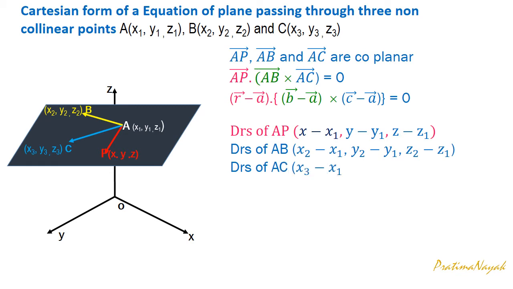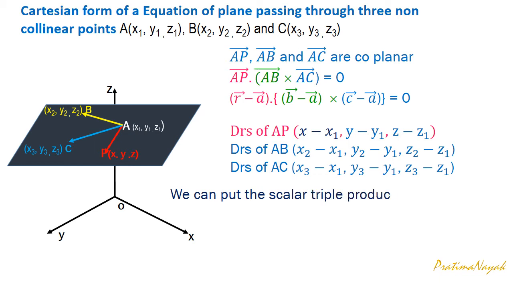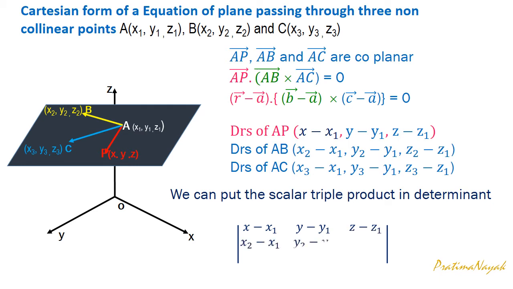Now we will put this scalar triple product in a determinant. So in the determinant, the first row will be x minus x1, y minus y1, z minus z1. Second will be x2 minus x1, y2 minus y1 and z2 minus z1. Third will be x3 minus x1, y3 minus y1 and z3 minus z1, is equal to 0. So this is the Cartesian form of the equation of the plane passing through three given points.